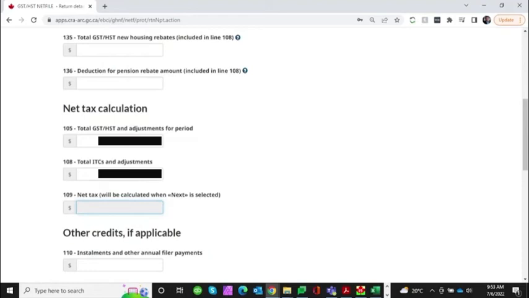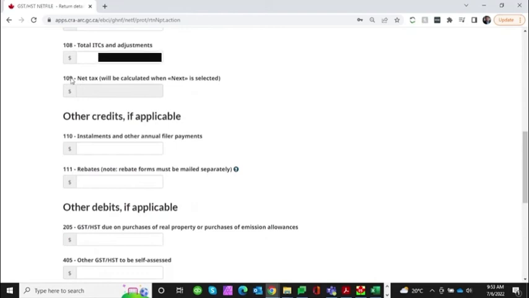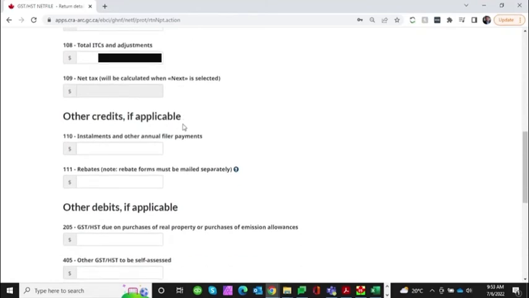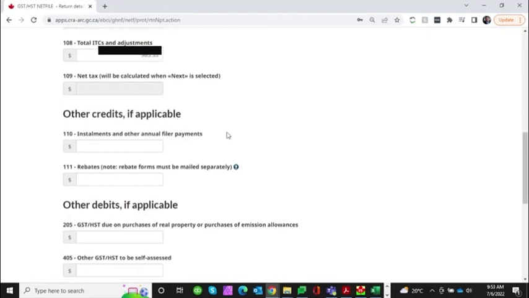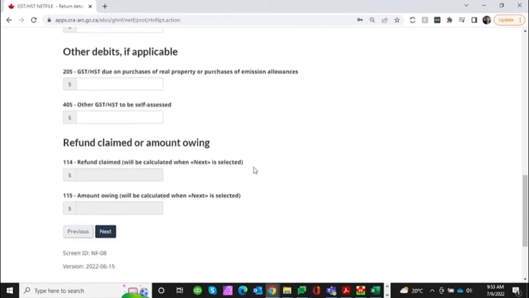The rest of the lines, again, on net filing, the 109 box, it will be calculated automatically. But if you're doing it manually, you have to put the difference here, if you're doing it on PDF or paper filing. Other credits, if applicable, for example, if you've already paid HST in advance, you want to mention that amount here so that CRA knows this is the amount the filer has already paid.